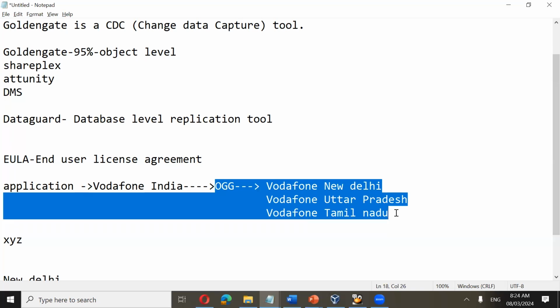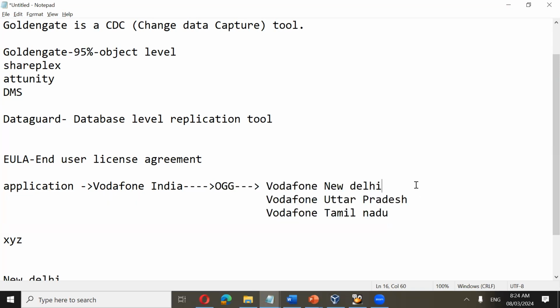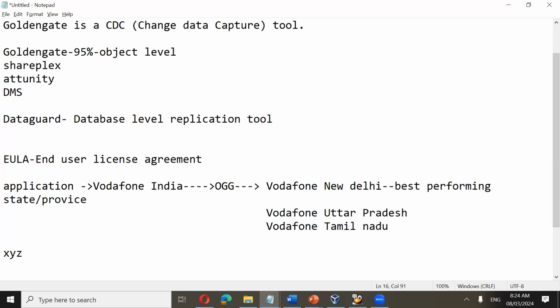Now, the whole purpose of it was performing business intelligence. Using this, they were able to find the best performing state. For those who are not from India, states are equivalent to provinces. We call it province in North America and in India we call it state. So this was the best performing state for them, and the worst performing state was Tamil Nadu. I'm just giving you an example.